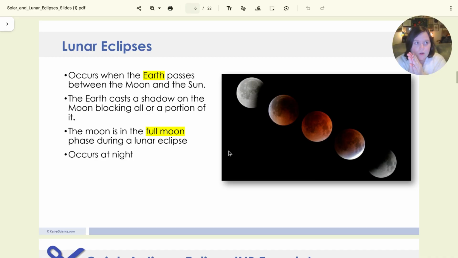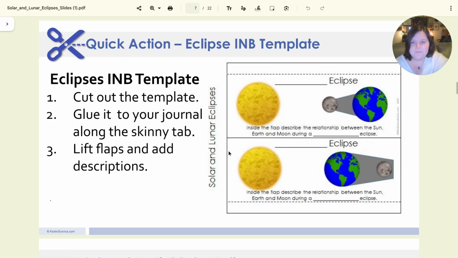In order for the moon to block out the sun, the moon has to be in the middle. So the moon has to be new moon. In order for the earth to block the moon, then the moon has to be in full moon. Okay? And here's a little picture of an eclipse. We're not going to cut out the template right now.